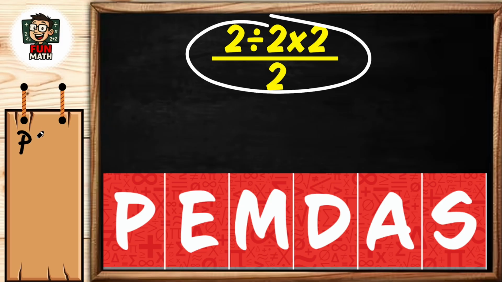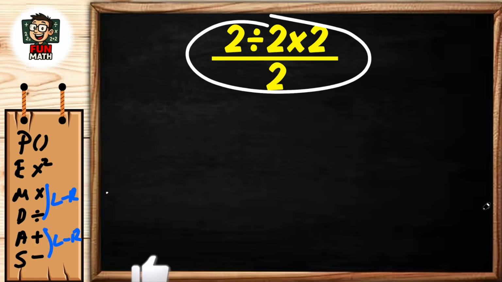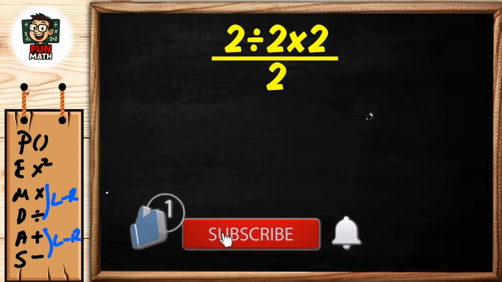P stands for parentheses, E stands for exponent, M stands for multiplication, D stands for division, A stands for addition, S stands for subtraction. We have one more feature here. There is no order between multiplication and division; operations are performed from left to right. Similarly, there is no order between addition and subtraction; operations are performed from left to right. Let's apply this rule to our equation.